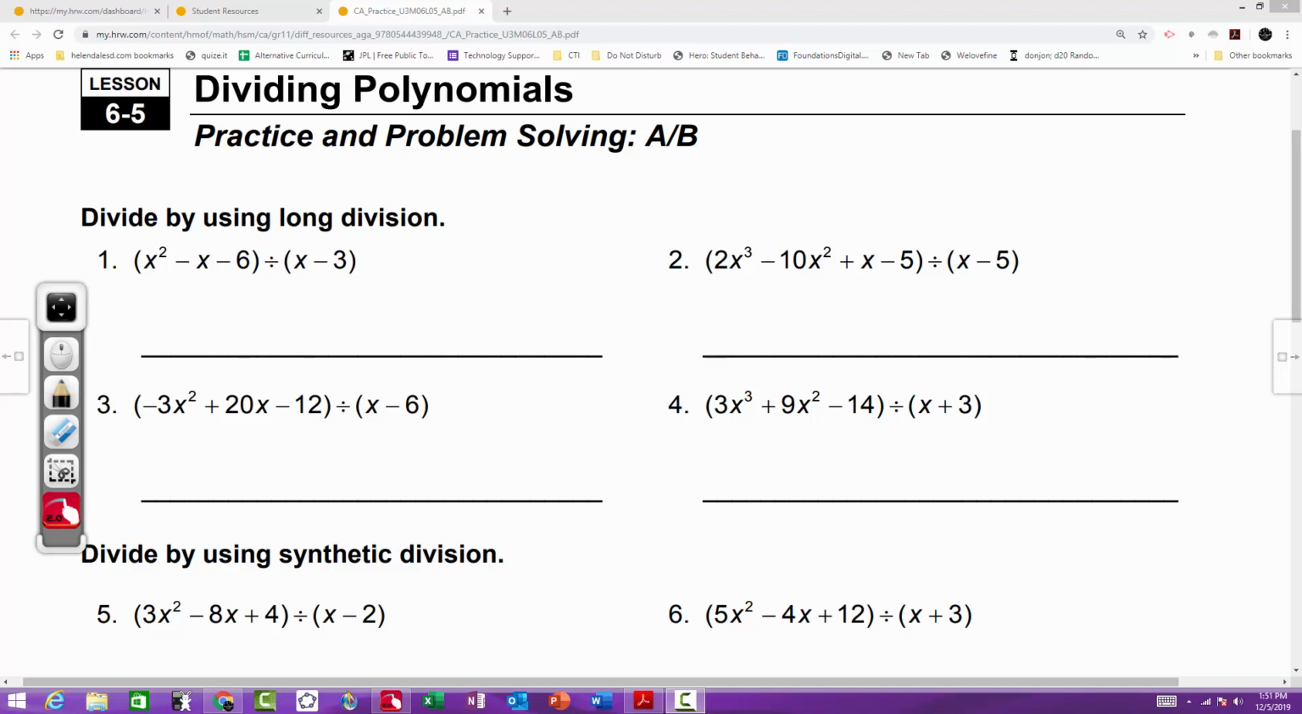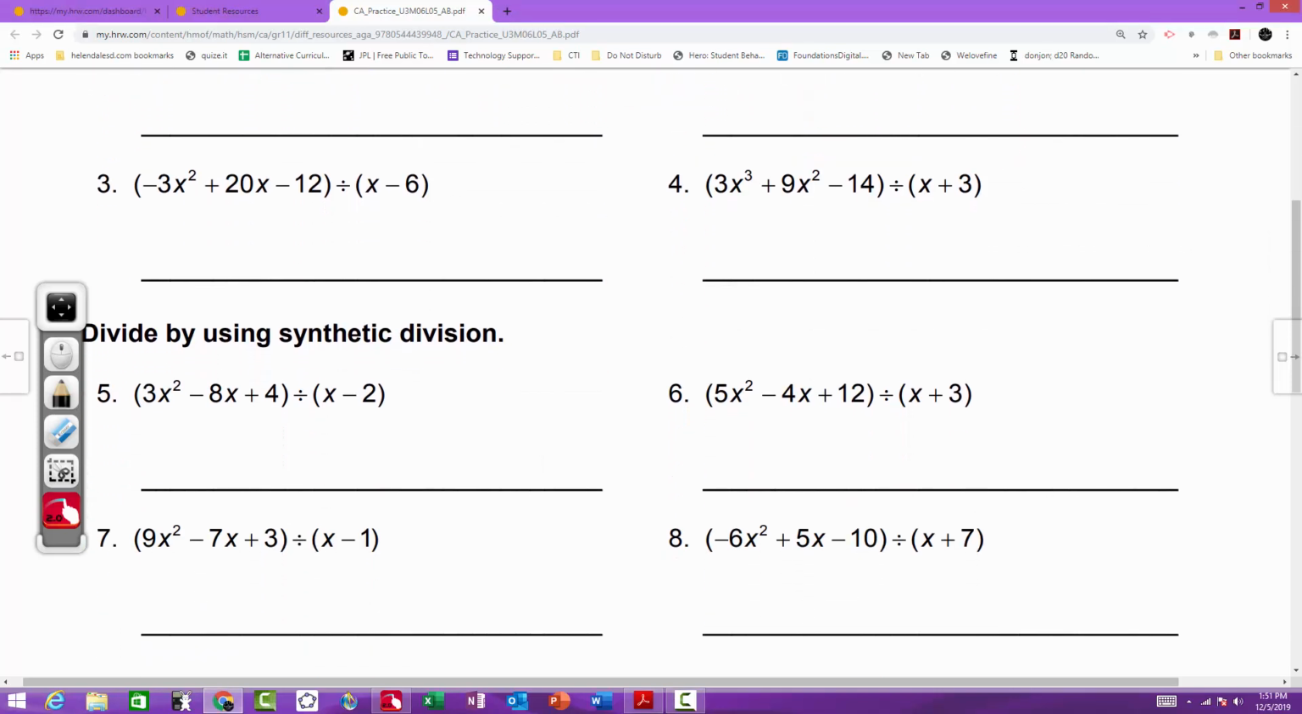Synthetic division. Synthetic division, guys. Synthetic division only works when you're dividing a polynomial by a binomial with exponent 1. Okay? Polynomial by a binomial with exponent 1. That's when synthetic division is going to work. So we've got an example.